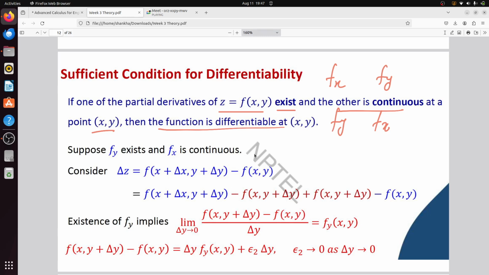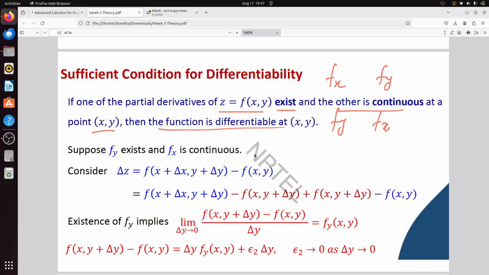Like, continuity is a necessary condition of differentiability. How? Because if a function is not continuous, it cannot have a derivative. And derivability is a sufficient condition of continuity, because if a function is derivable, then the function must be continuous, but the converse is not true.